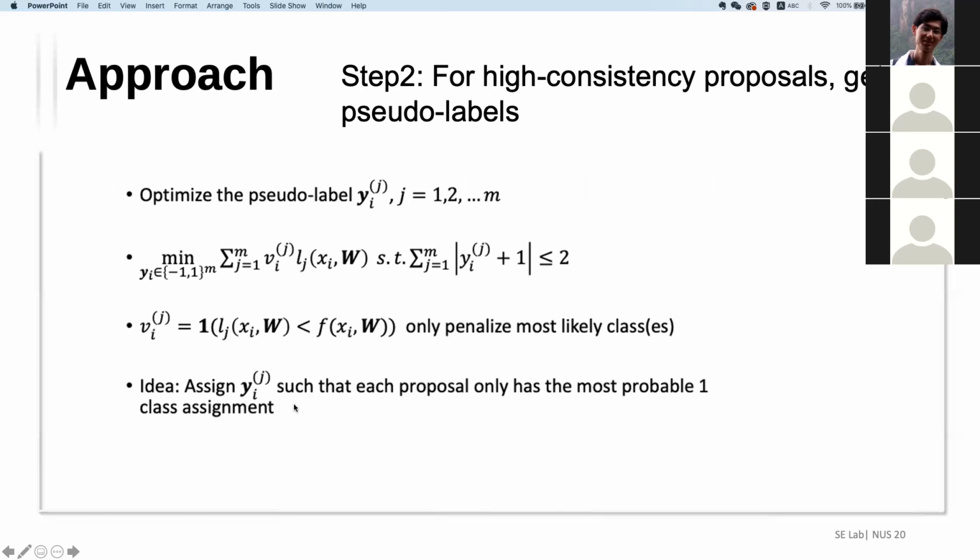And vi is an alternative function, which means we only look at some specific class. Because you don't need to minimize the class which is highly unlikely. So we only need to minimize the loss for the most likely class.